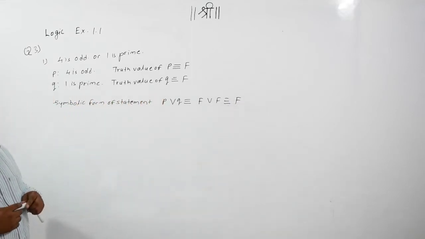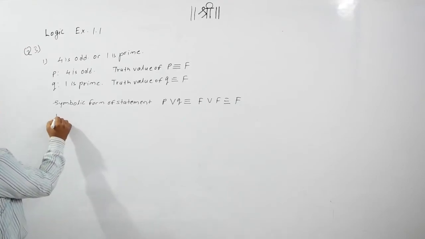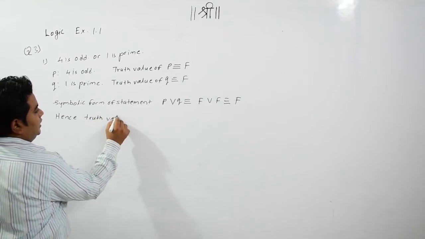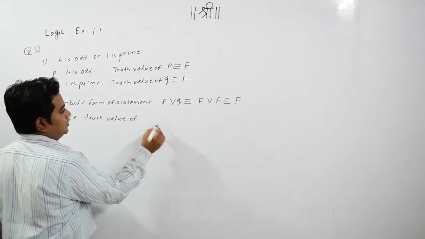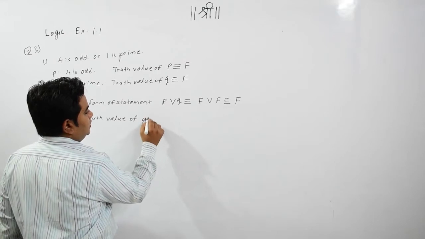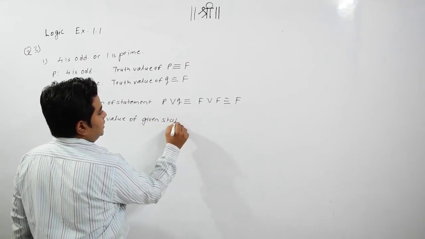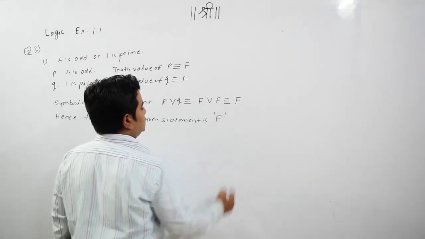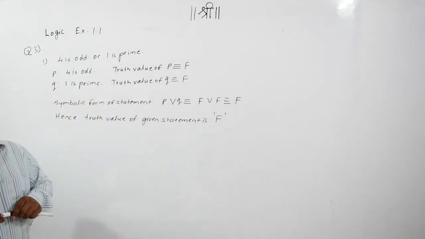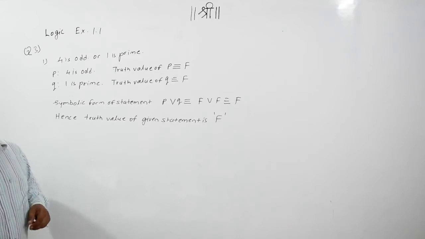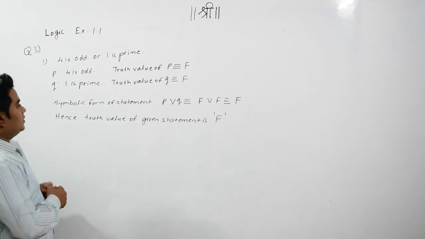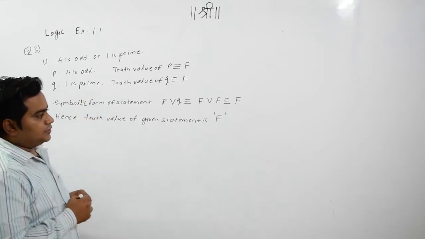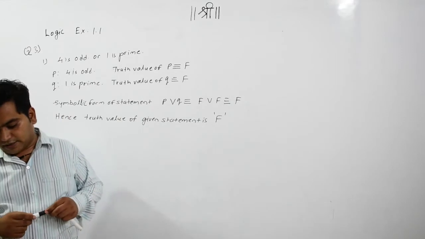So on that basis we can simply identify that the truth value of the given statement is false. Understood? So on that basis we need to solve these questions. Here we solved this question. Now next step, what we need to do? We need to simplify again.